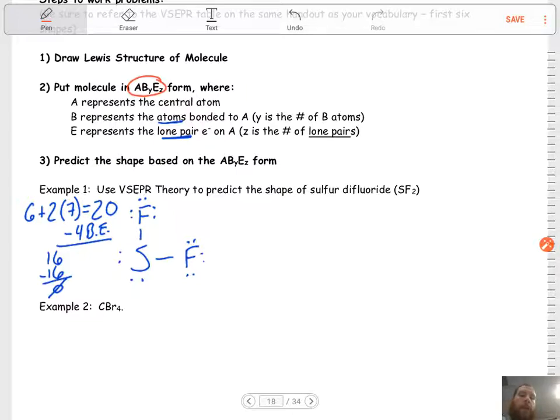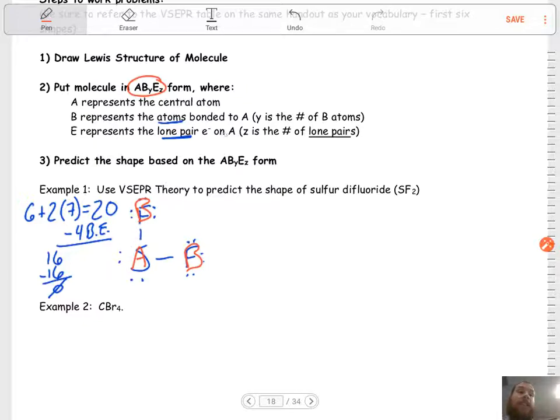So what I'm going to do is draw over the atoms and the lone pairs, those letters. A, according to what my little rules here show, is my central atom. B represents atoms that are bonded to A. So every spot that I see an atom bonded to A, I'm going to write a B over it. So there's a B, and there's a B. Then E represents lone pair electrons that are on A.